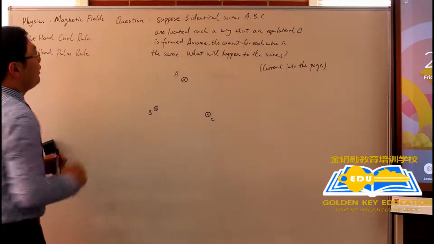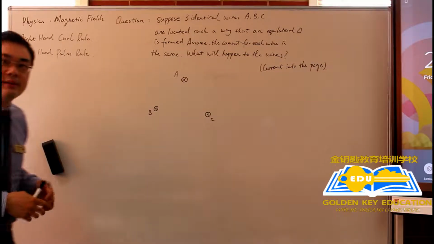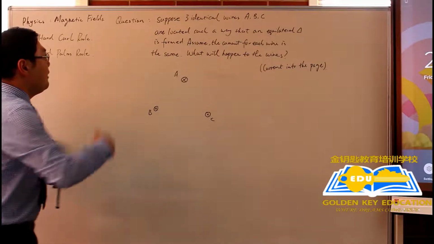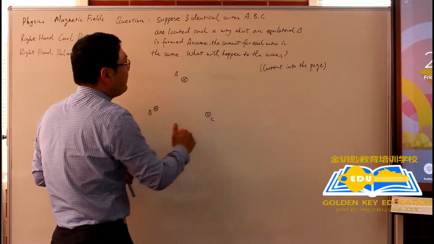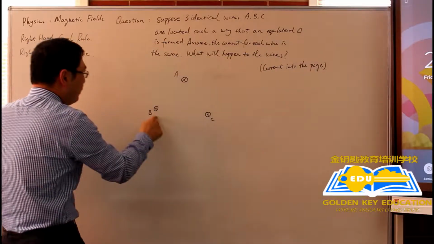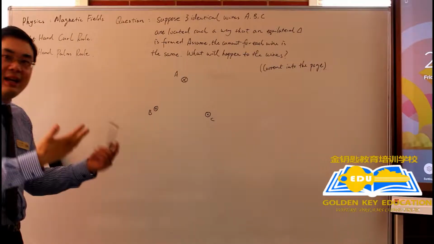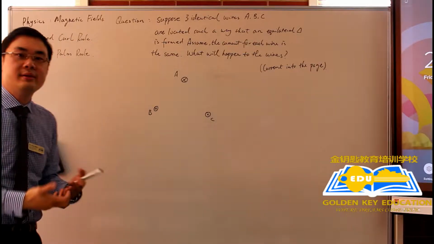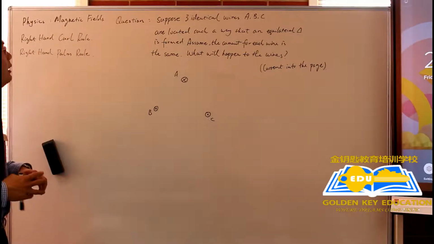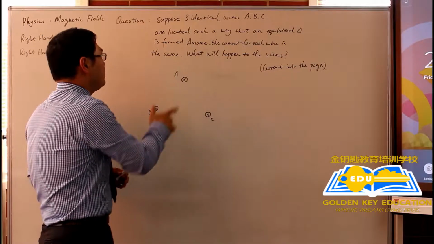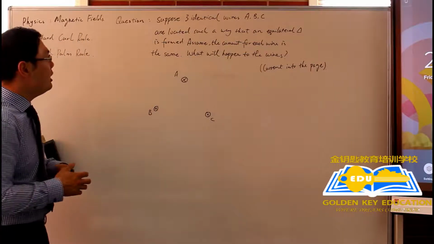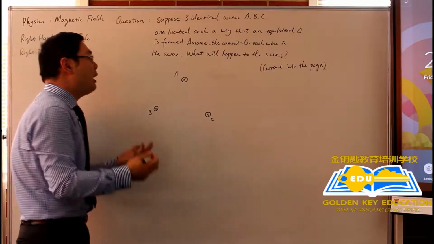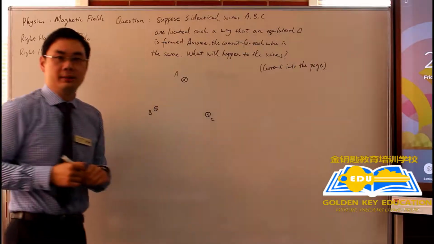Suppose there are three identical wires A, B, and C. They are located in such a way that an equilateral triangle is formed, which means the distances AB, BC, and AC between the three wires are exactly the same. Assume that the current in each wire is also the same. So what will happen to the three wires once you have the current?